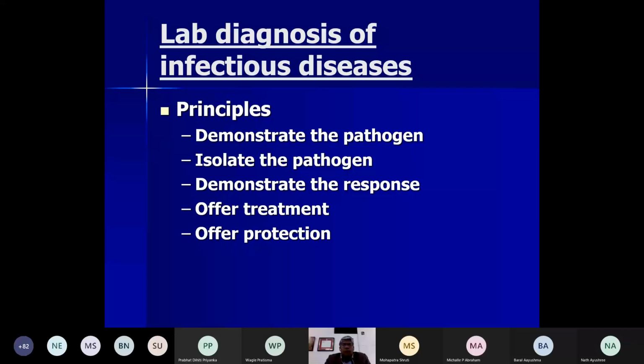So let's look at the 4 important principles of laboratory diagnosis. First principle is demonstrating the pathogen. Whether some pathogen was there, is there, or was there or not. Isolating the pathogen, the best way, catching the culprit. Or sometimes it is not possible to isolate the pathogen, then you may demonstrate the response to that pathogen and may conclude that because there is this response, there must have been this particular pathogen causing the disease. And based on this, we can offer treatment and offer protection.